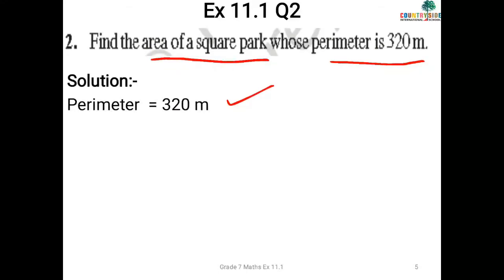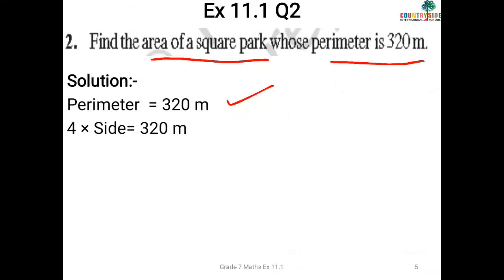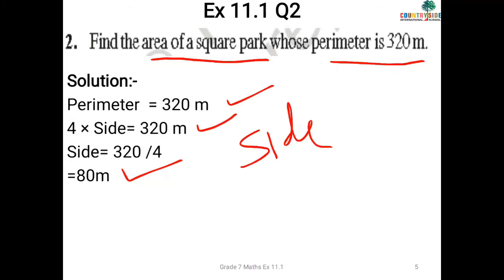Now student, tell me the formula of the perimeter of a square. That is 4 into side. So perimeter formula 4 into side equals 320. Now see, this 4 is in multiplication, so whenever it changes sides, it will become division. So side equals 320 divided by 4, and 320 divided by 4 is nothing but 80 meter. So we got the side is 80 meter.